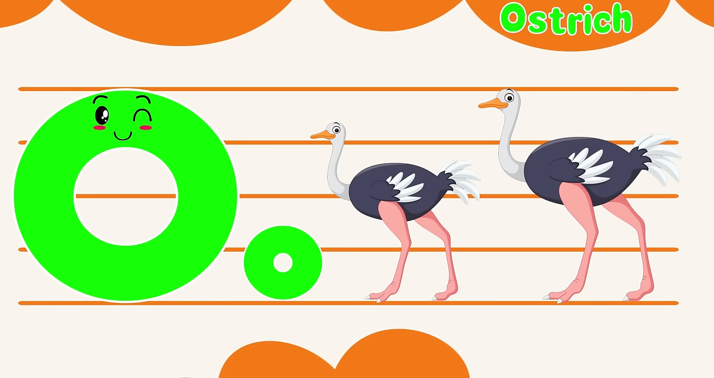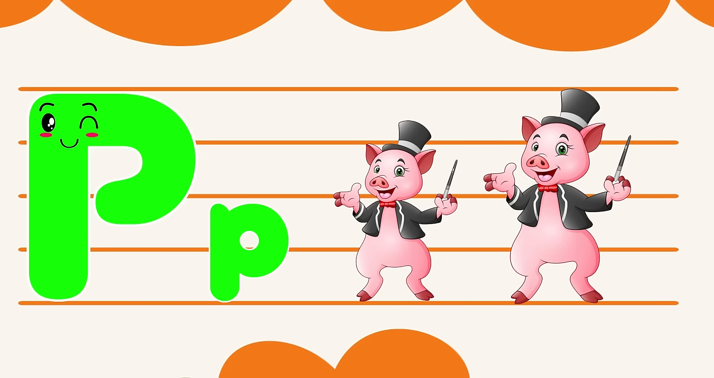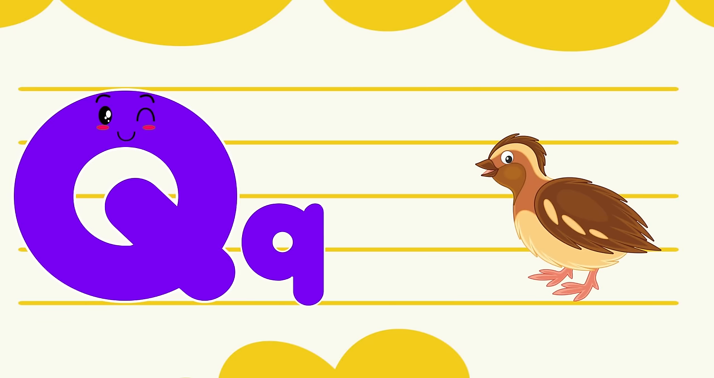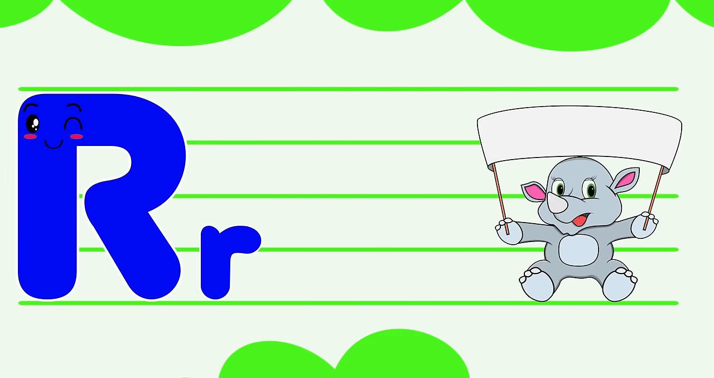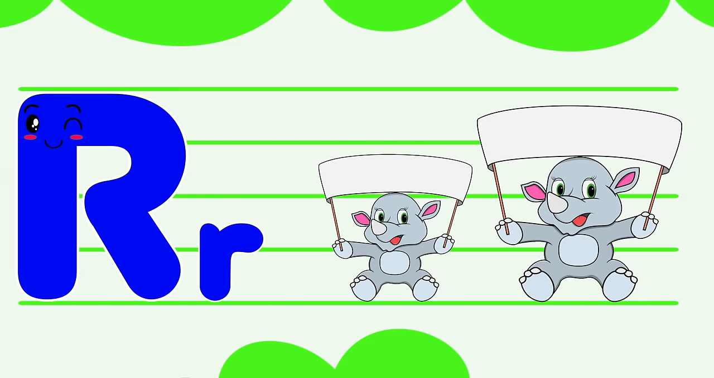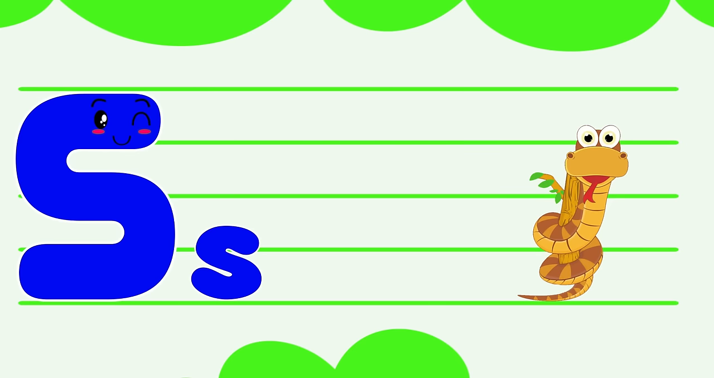O, ostrich. P is for pig, p, p, pig. P, pig. Q is for quail, q, q, quail. Q, quail. R is for rhino, r, r, rhino. R, rhino. S is for snake, s, s, snake.